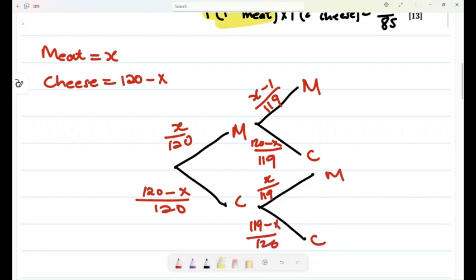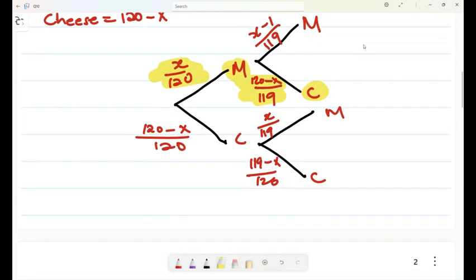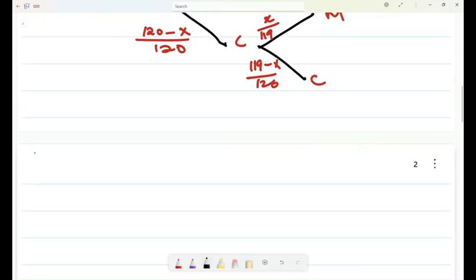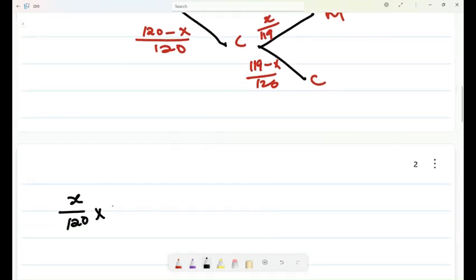But now the information that we are given is that the probability of meat on the first trial and cheese on the second trial. So we are interested only in these two. All right. So it is x divided by 120 multiplied by 120 minus x divided by 119. It is equal to how much? They said it is equal to 18 divided by 85.